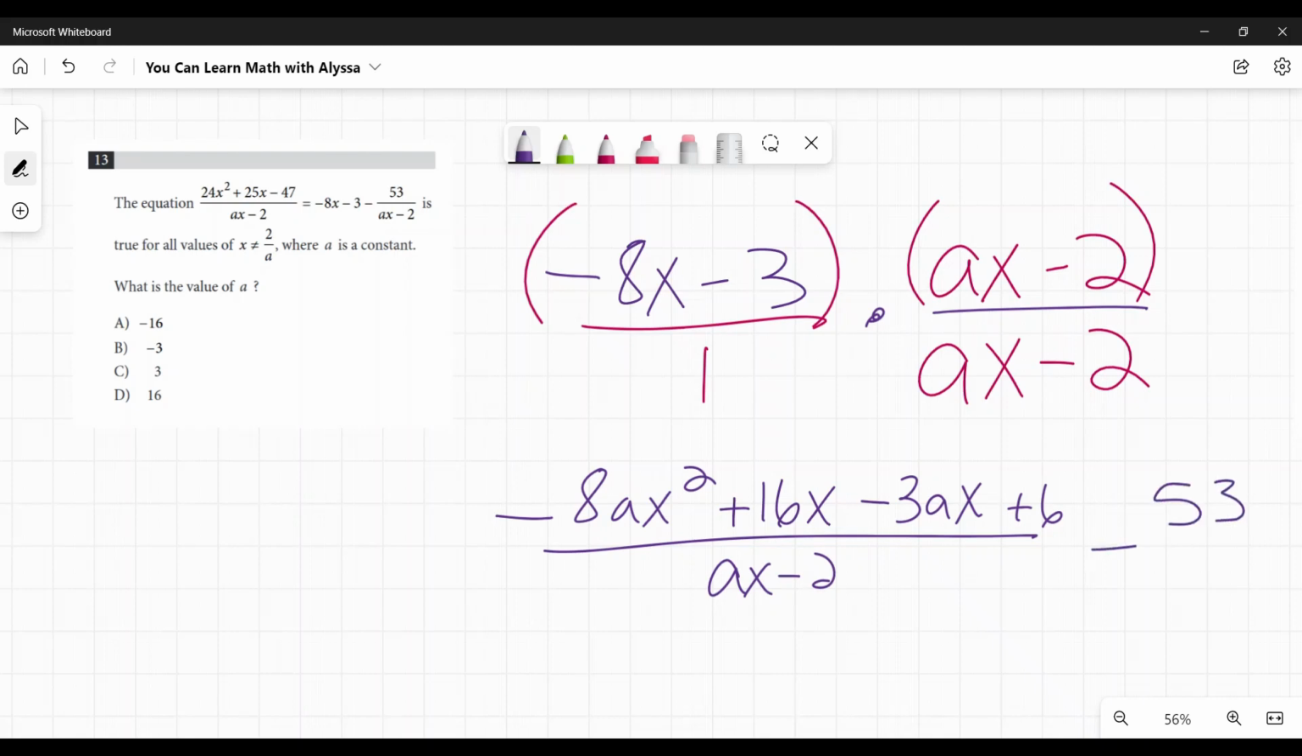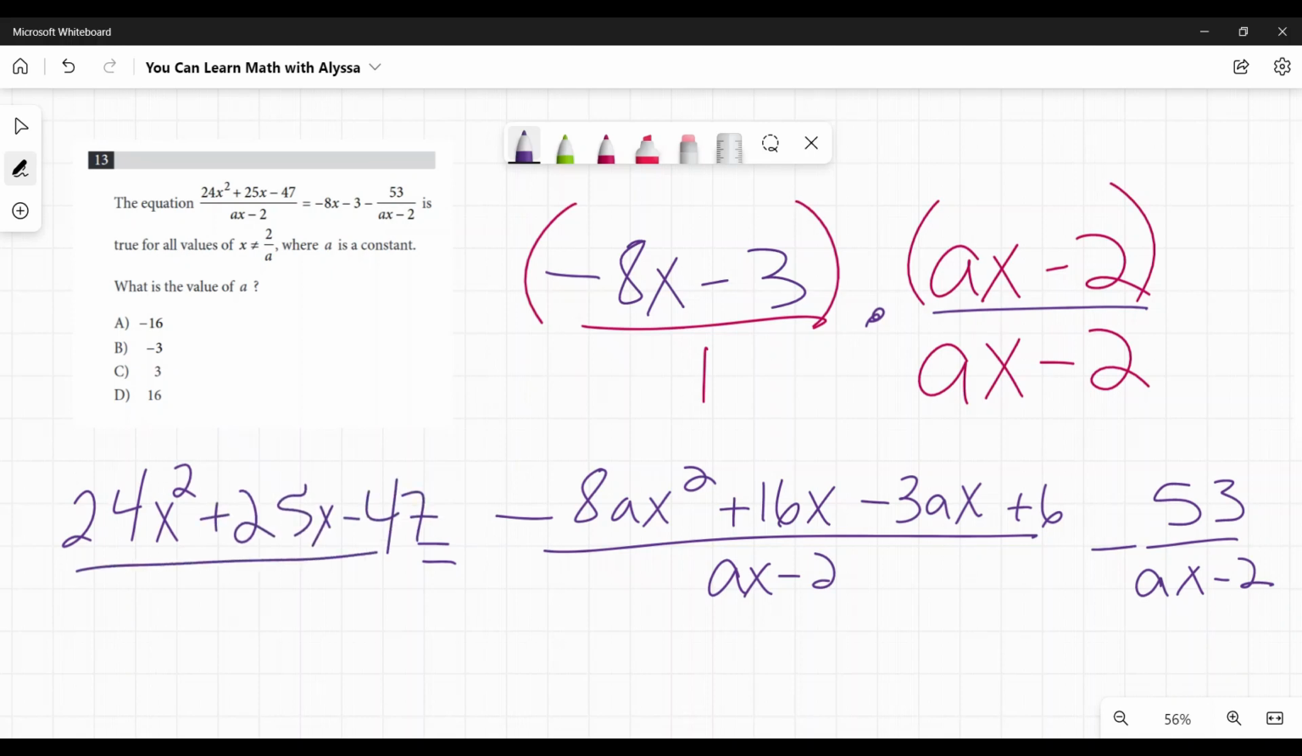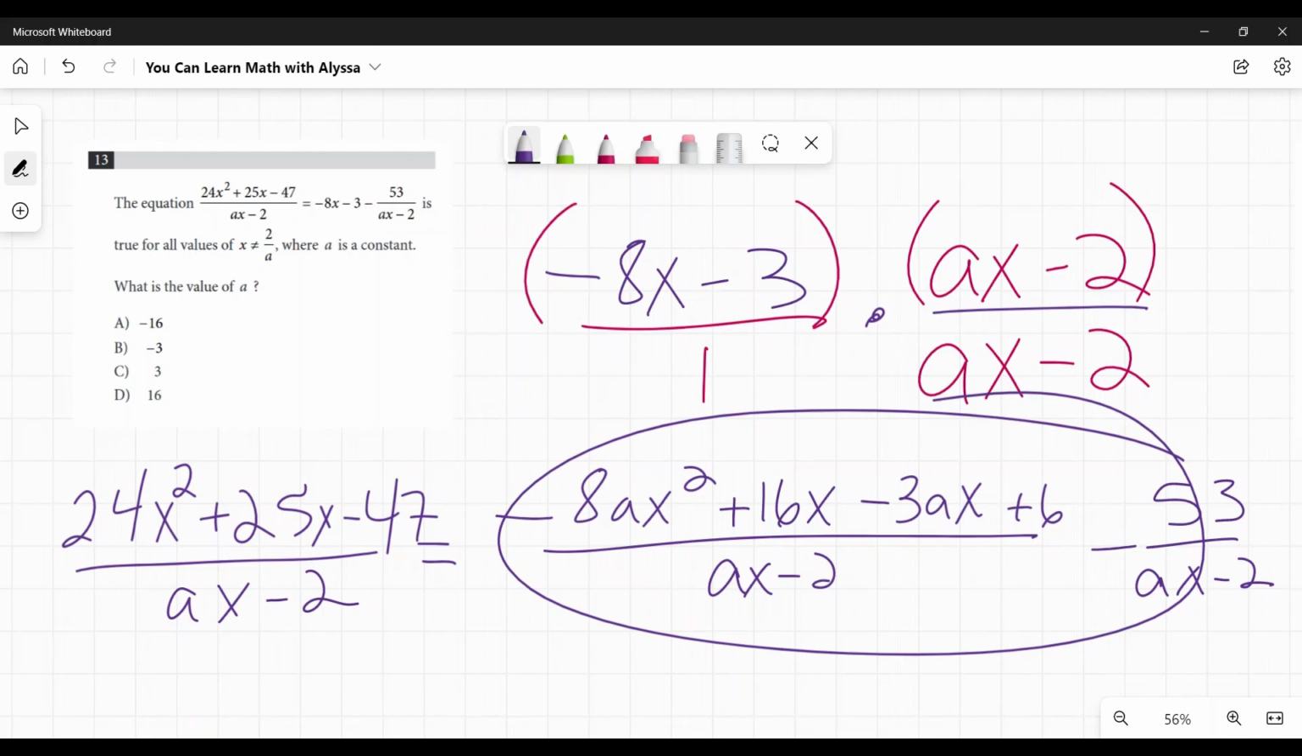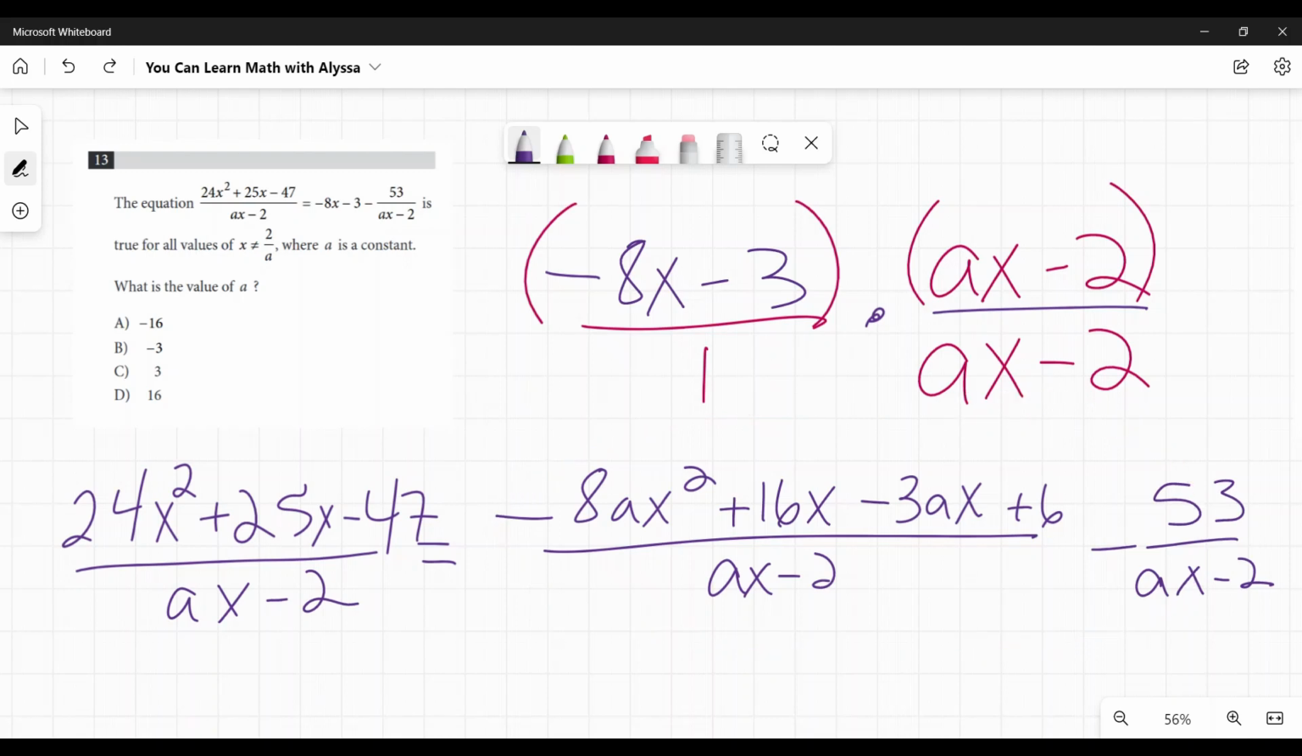And then over here, I'm just going to bring down the other components: that's the 53 over ax minus 2. And that's equal to (24x squared plus 25x minus 47) all over ax minus 2. Since on the left-hand side they now have the same denominator, we can combine things, because I can do that with fractions. So I'm going to combine it. There we go, minus 53.